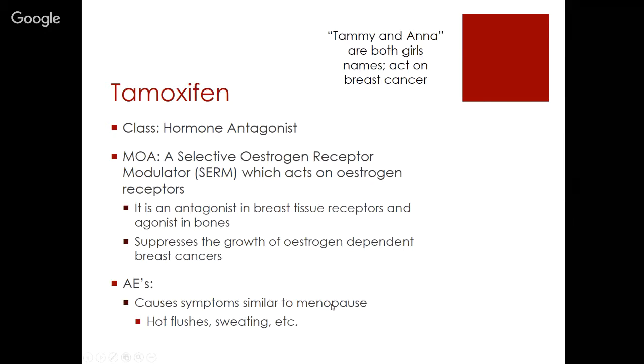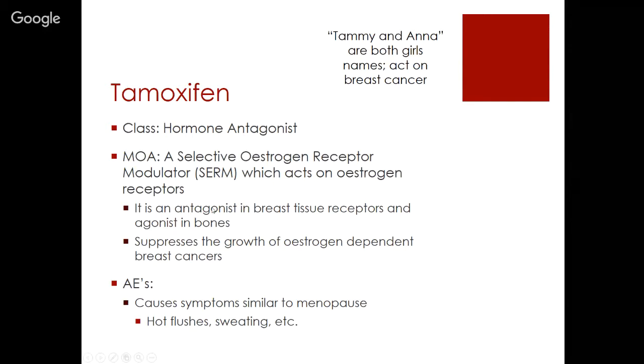Tamoxifen is one of the hormone antagonists. There's 2 of them: tamoxifen and anastrozole, which are 2 hormone antagonists. Tammy and Anna are both girls' names, so these ones act on breast cancer. This one is a selective estrogen receptor modulator. It acts on the estrogen receptors, which are on the breast cancer cells, and they need that to grow. So when estrogen comes and acts on them, that stimulates them to grow further. This one is an antagonist. So it sits in those spaces, has no effect, and basically prevents them from replicating.